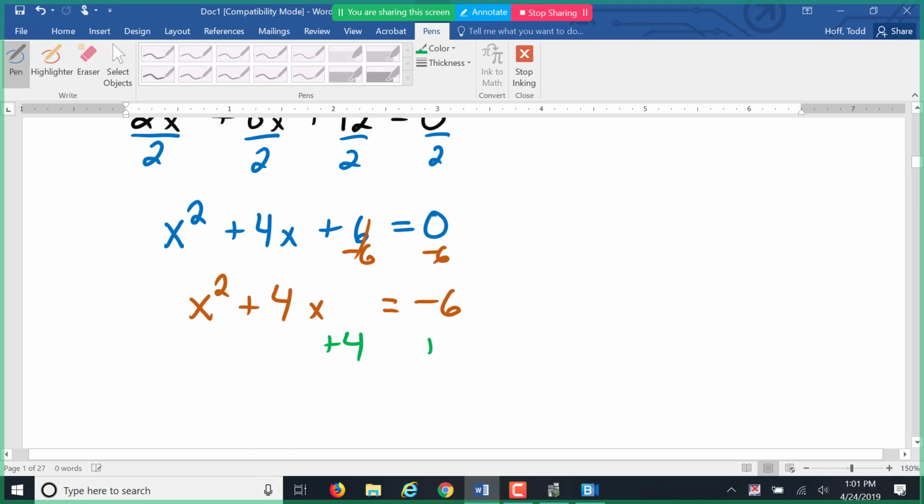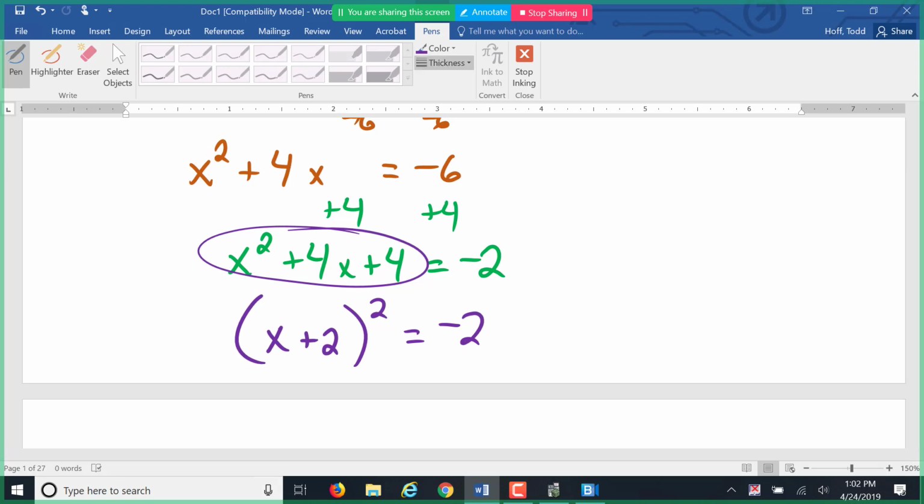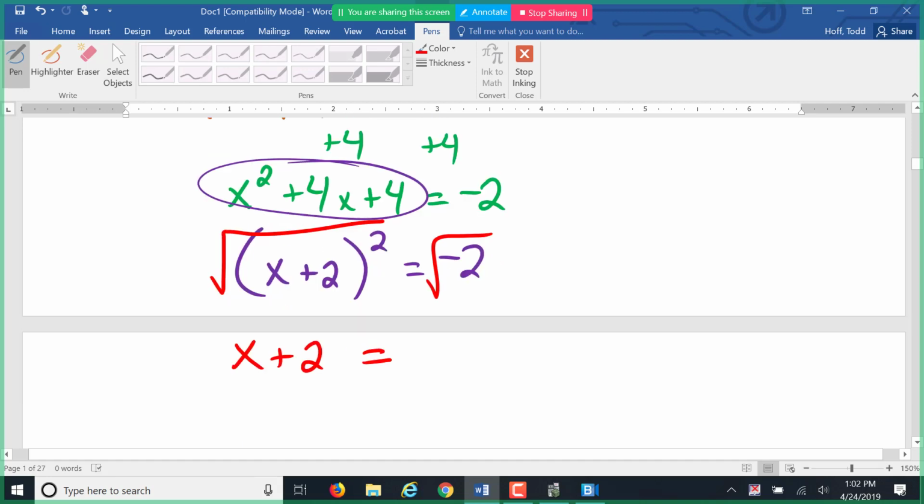This needs to be 4, so we just have to add a 4. So x squared plus 4x plus 4 equals negative 2. What's this become on the left side? x plus 2 squared equals negative 2. And then square root. So the square root of x plus 2 squared is just x plus 2. The square root of negative 2 is plus or minus i times the square root of 2.